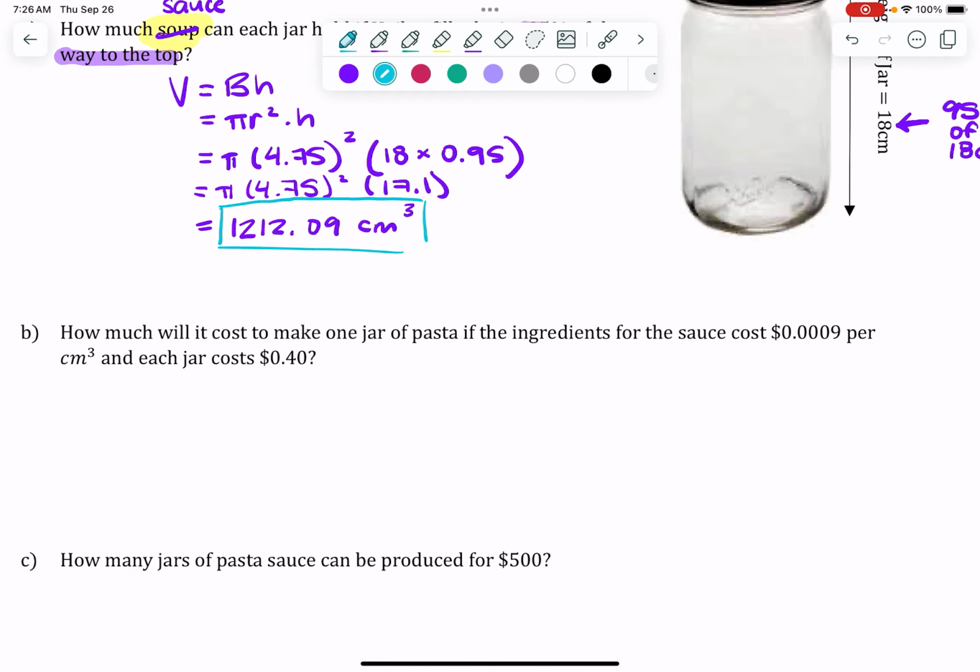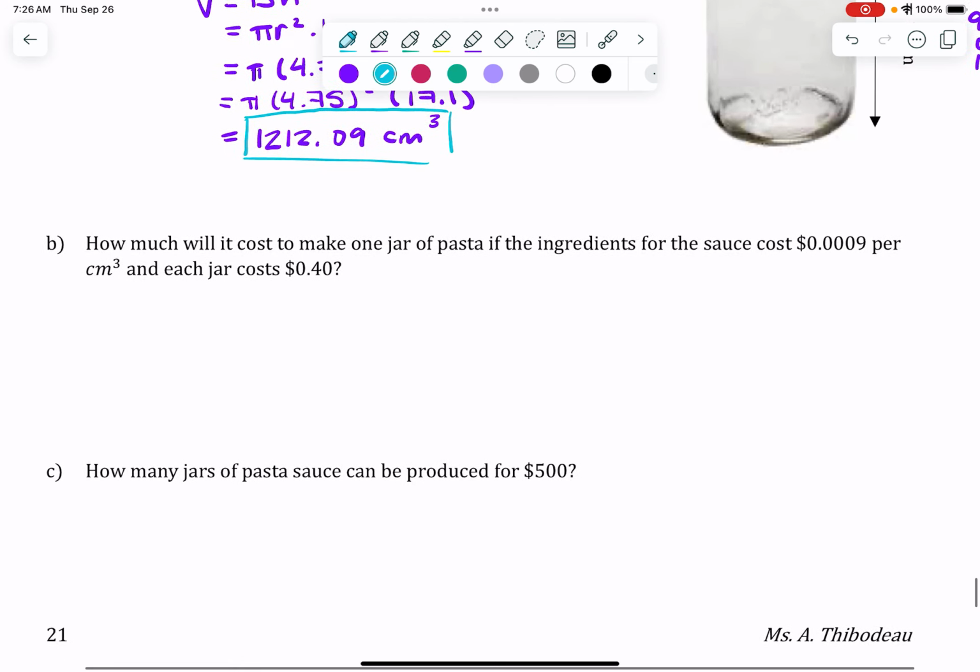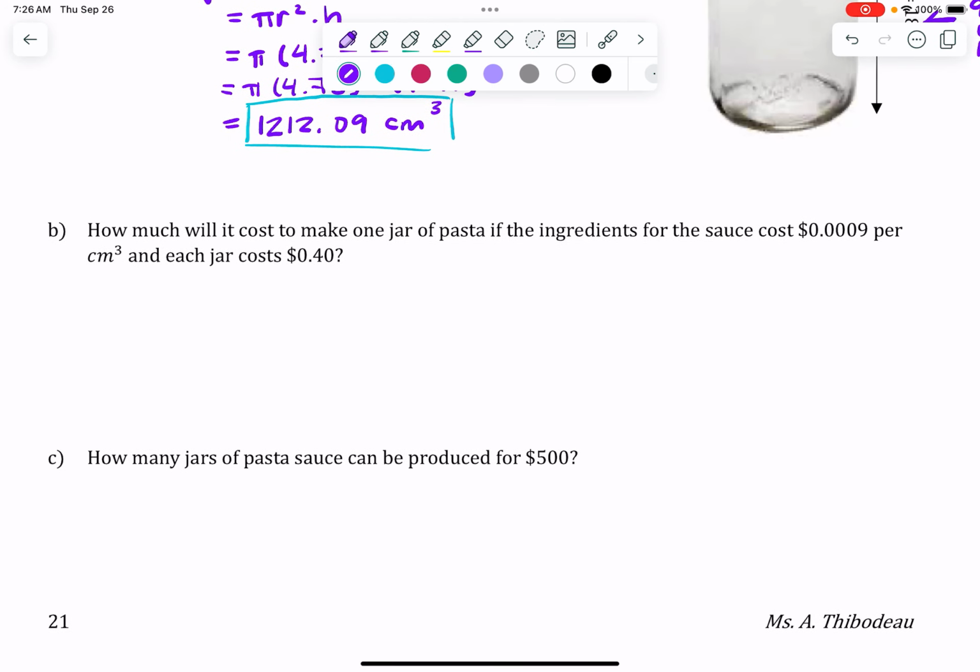So we take a look at the cost here. I have the cost of the pasta and I have the cost of the jar. I'm going to add those two costs together. Now, to find the cost of the pasta, right now we only have pasta measured in cubic centimeters. But I am given that conversion from dollars to cubic centimeters, so I can use that value to figure out the cost of the sauce. So cost of sauce.